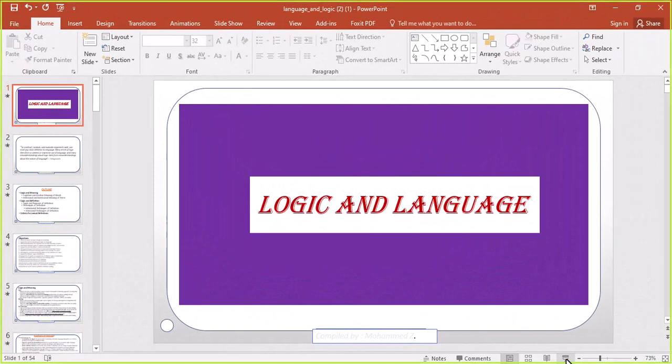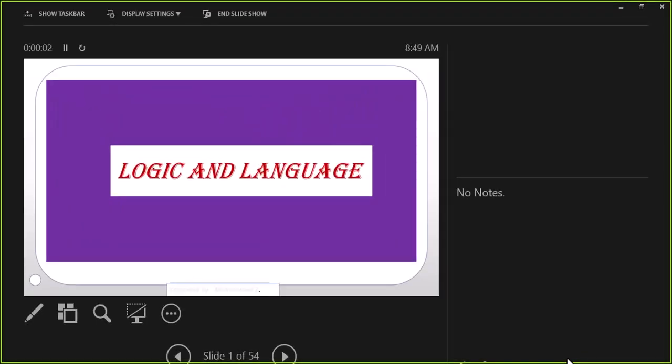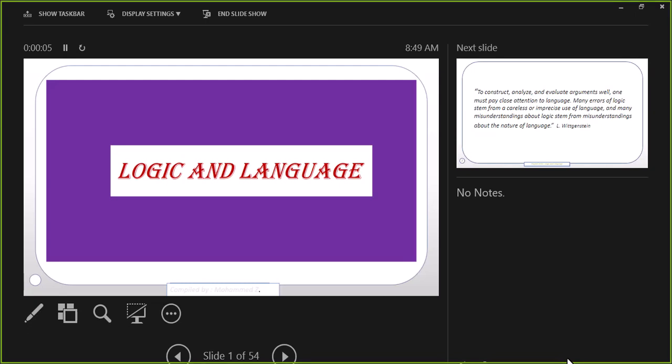We're going to look into the concept of the relationship between language and logic. This chapter is wholly, completely devoted towards the clarification of logic and language. What's the relationship between logic and language?